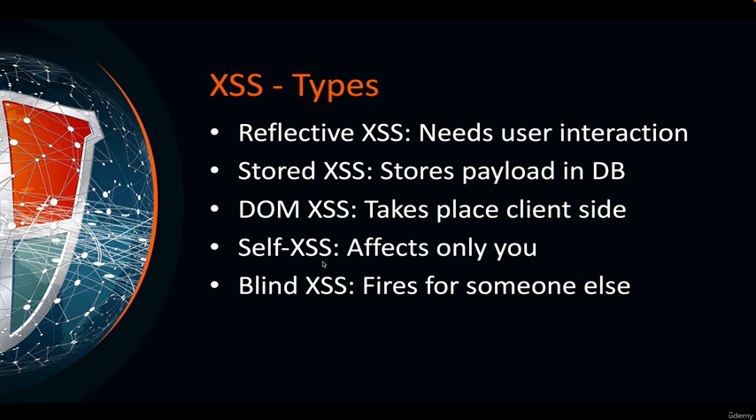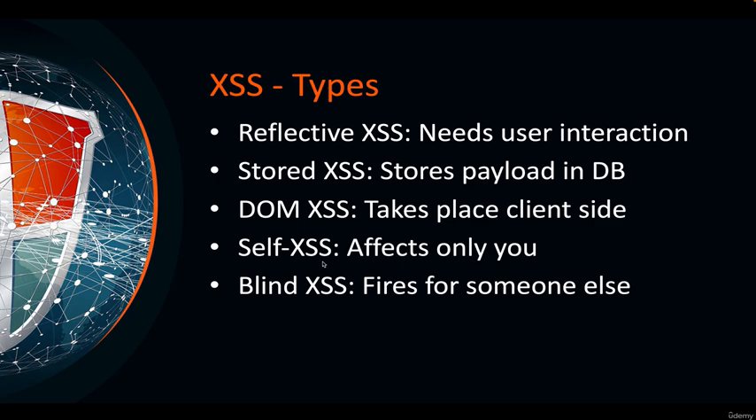DOM XSS takes place in the document object model, and that's just a local client-side vulnerability. So, a client-side JavaScript vulnerability. In other words, there is usually a source and a sink. A source is a dangerous or user-controllable input, and the sink is an insecure or dangerous function which takes that input and then executes it in the DOM, basically, right?